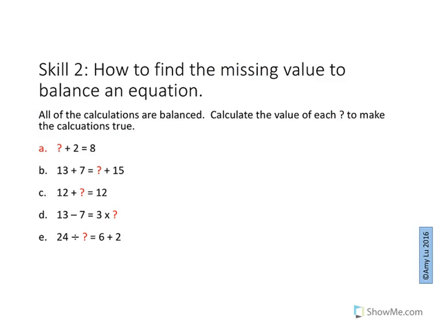Okay, so in B, if this side is 20, that means this question mark here has to be 5. If this side is 12, that means this question mark has to be 0. 13 minus 7 is 6, so therefore 3 times 2 makes 6. Then on this side, 6 plus 2 is 8, so 24 divided by 3 makes 8. And that's it.